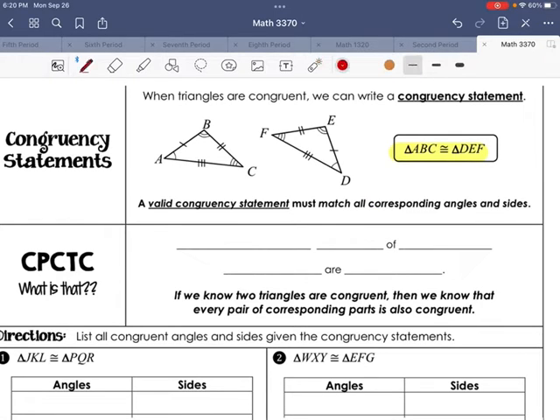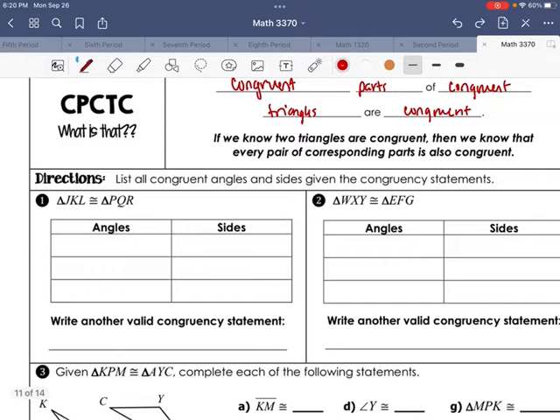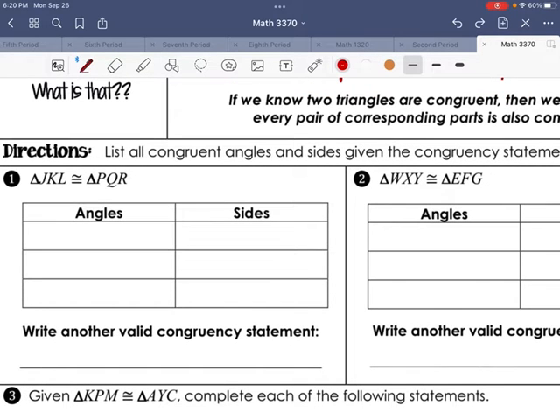CPCTC, this stands for congruent parts of congruent triangles are congruent. That's a lot of congruence, but basically, if you prove two triangles are congruent, all of their corresponding parts are congruent also. So all their corresponding angles are congruent, and all their corresponding sides are congruent. So here it says list all the congruent angles and sides given the congruency statement. I'm just going to do one of them.